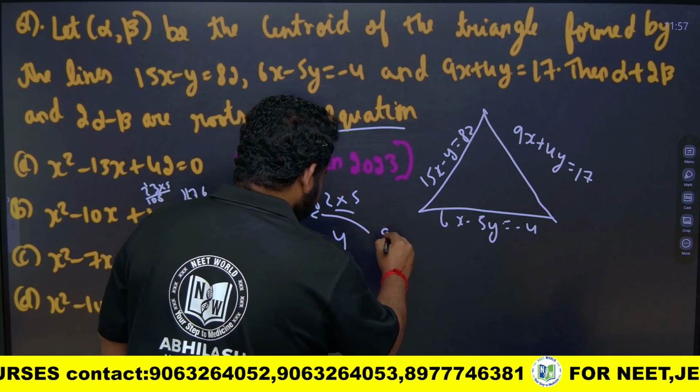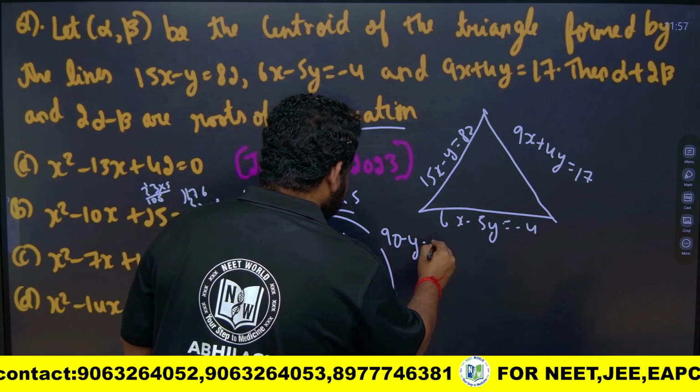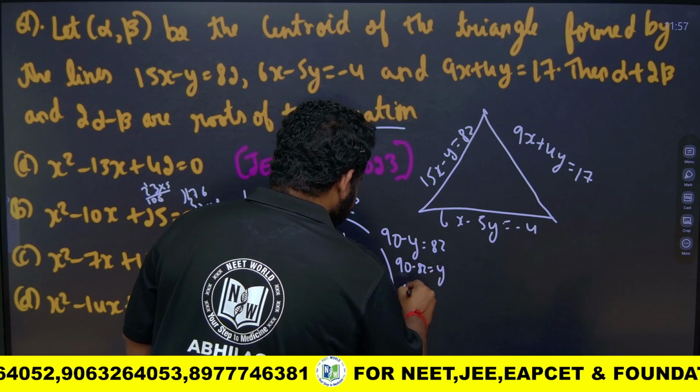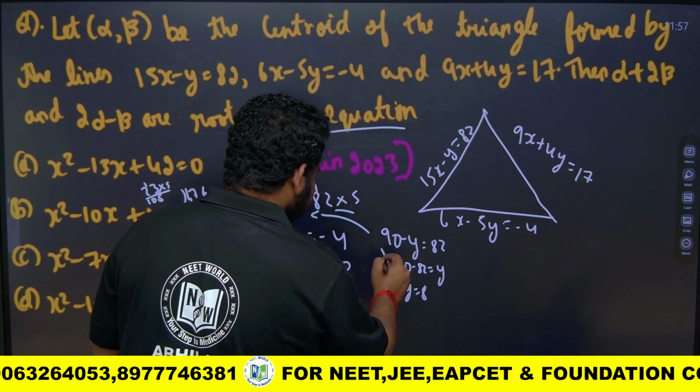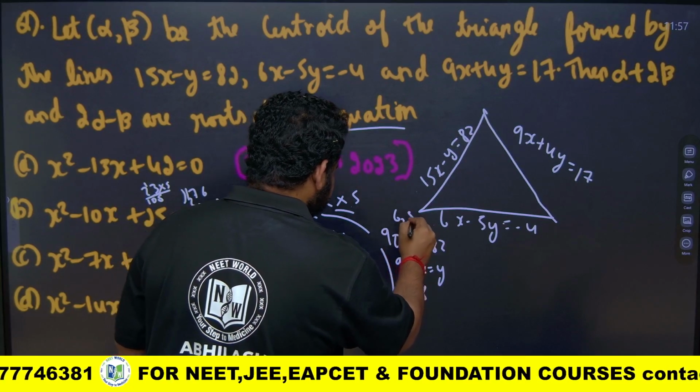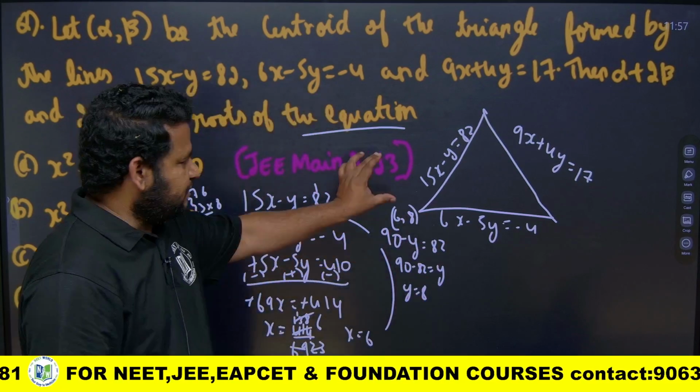I'll get minus y is equal to 82. So 90 minus 82 is equal to y. So y is equal to 8. So the coordinates of this point will be 6, 8, friends, after solving this.